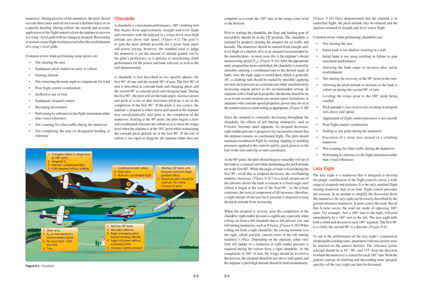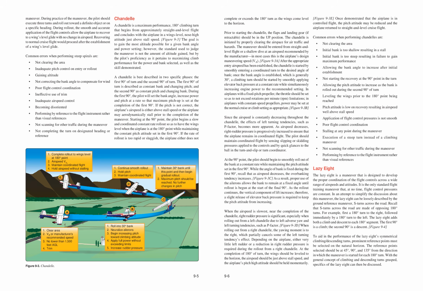Prior to starting the chandelle, the flaps and landing gear, if retractable, should be in the up position. The chandelle is initiated by properly clearing the airspace for air traffic and hazards. The maneuver should be entered from straight and level flight or a shallow dive at an airspeed recommended by the manufacturer. In most cases this is the airplane's design maneuvering speed, VA. Figure 9-3A. After the appropriate entry airspeed has been established, the chandelle is started by smoothly entering a coordinated turn to the desired angle of bank.